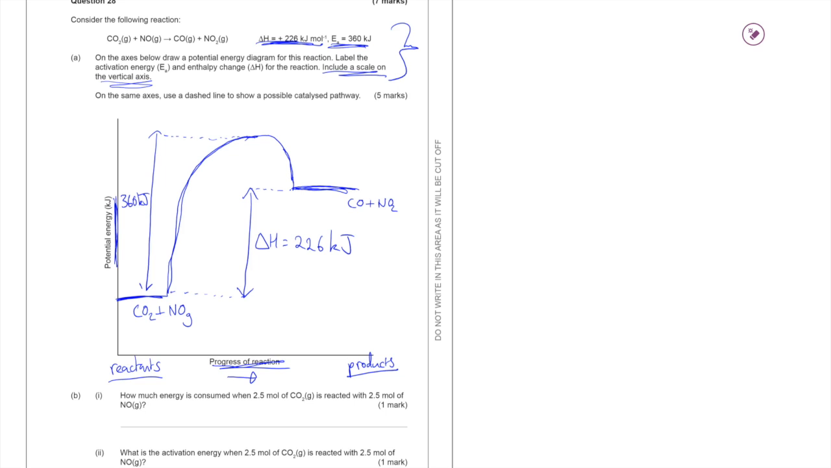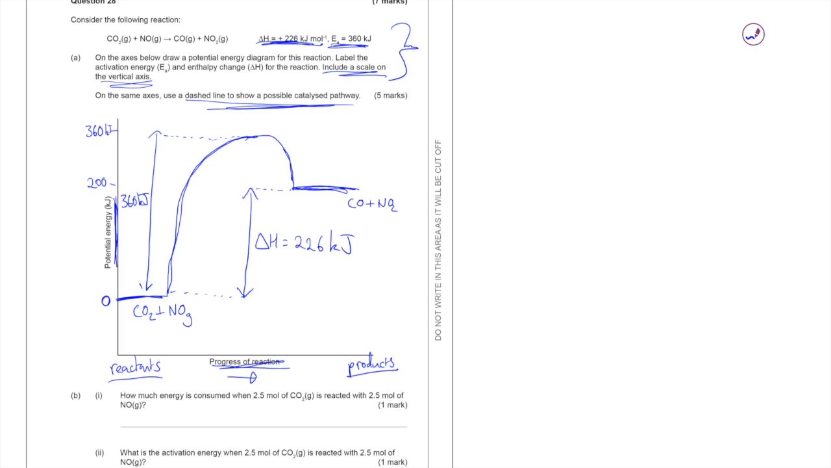Well, it's a little bit tricky. Because I don't have a value to start from here, I'm just going to make my life easy and call this 0. Call that 0 kilojoules. And then, of course, up the top, that means this would be 360 kilojoules. And right here would be 200 kilojoules, roughly. Last bit I asked for, use a dashed line to show a possible catalyzed pathway.